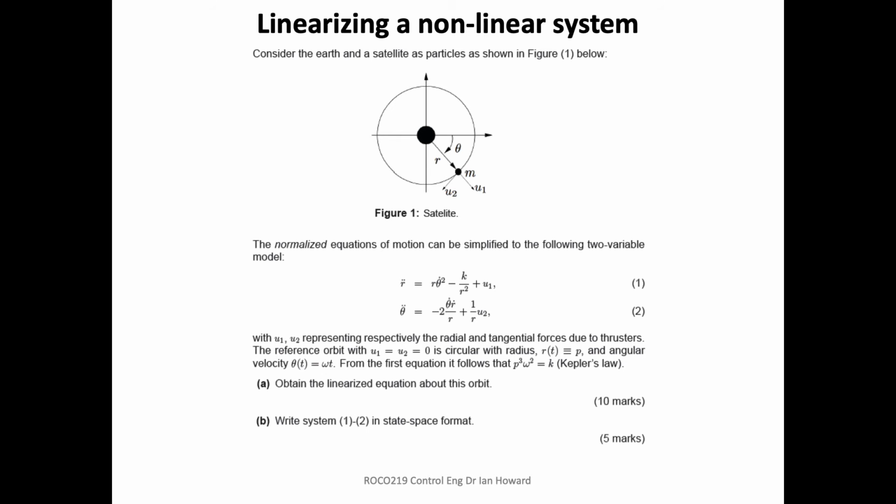So the first thing we want to do is obtain a linearized equation about the orbit and write this system in state space format. So first of all, let's just rewrite the differential equations that describe the system. r double dot equals r theta dot squared minus k over r squared plus u1. Obviously, r double dot means the second differential, and theta dot is the first differential with respect to time.